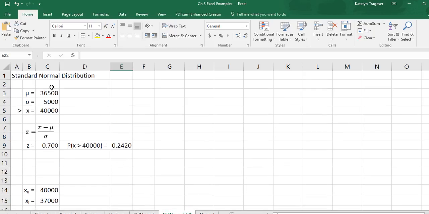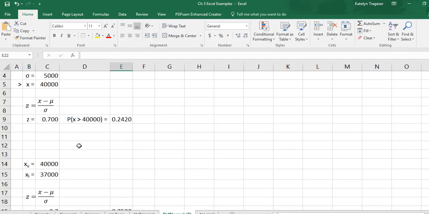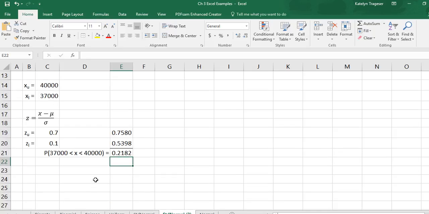Okay, so again, what we did here is we took real world information, normal distribution information, and converted it into a standard normal distribution so that we could use our z-values and calculate our probabilities.